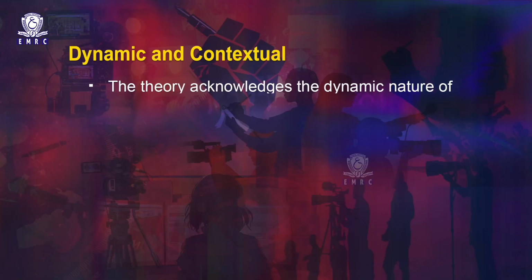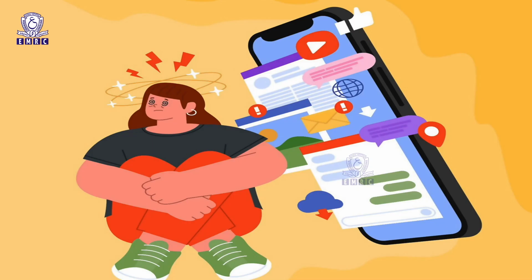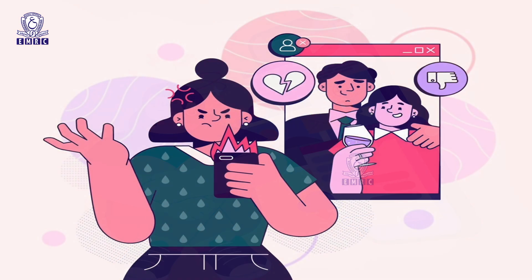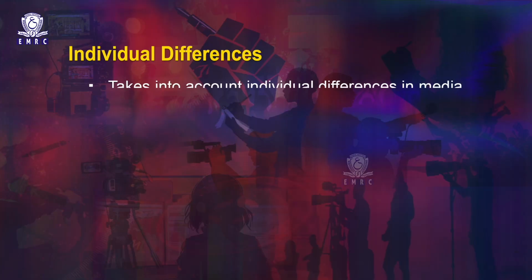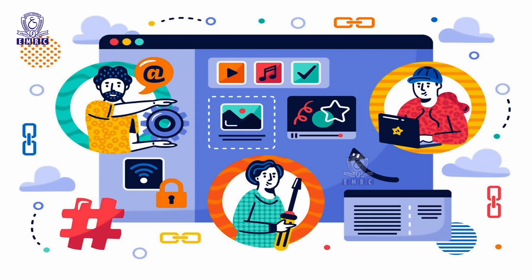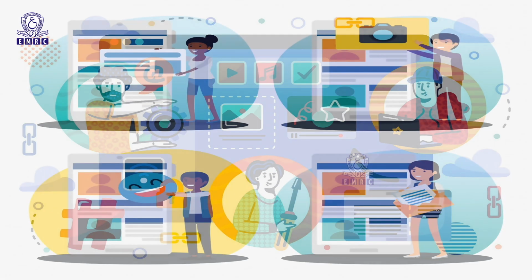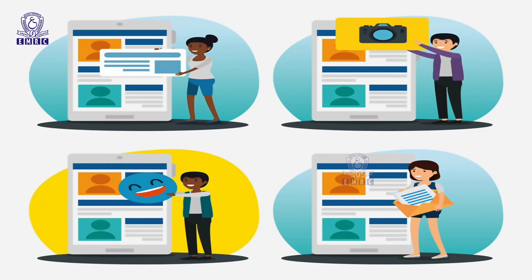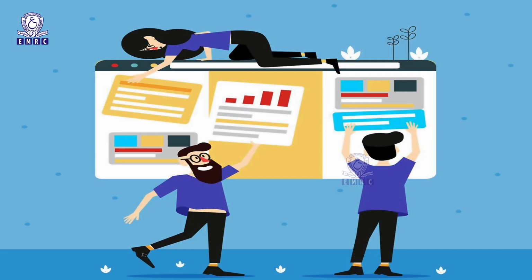Dynamic and contextual. The theory acknowledges the dynamic nature of media consumption. Audience needs and preferences can change over time and across different situations. It provides a flexible framework to understand how media use adapts to evolving circumstances. Individual differences: it takes into account individual differences in media use. Different individuals may use the same media content for different reasons based on their personalities, social context and life experiences.